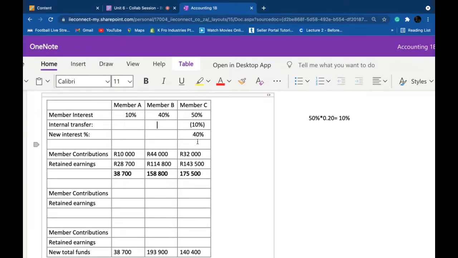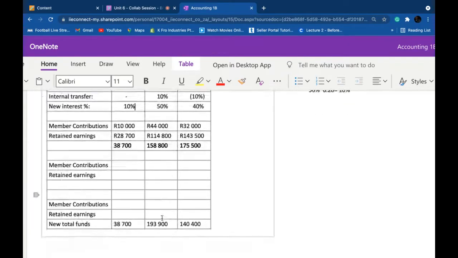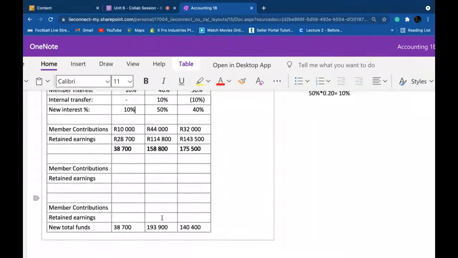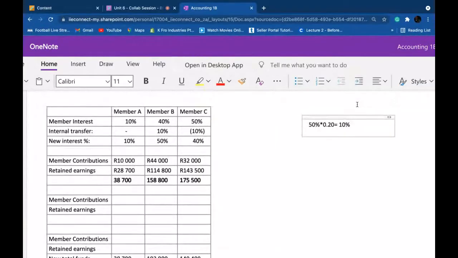So here, then we're adding this 10%. That obviously is going to give us 50%. And obviously nothing is happening with member A, so he's still got his, or she's still got her 10%. Do we end there? Are we done? Is there anything else we need to do? With interest, yes, we're done. Only retained earnings and members' contribution. Okay, so let's get into that.